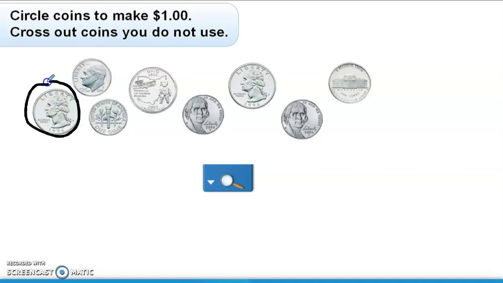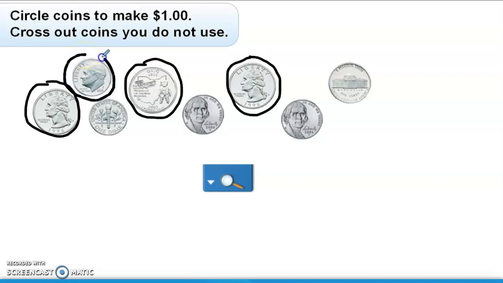If you remember, 3 quarters is equal to 75 cents because we count by 25s. So 25, 50, 75. All right, so we have 75 cents. We're not quite at 100 yet, so we need to keep going. Maybe we can incorporate the dimes into our collection of coins that are going to make $1. We have 75 cents with our 3 quarters, and we can use the 2 dimes because that will give us 85 cents and 95 cents.